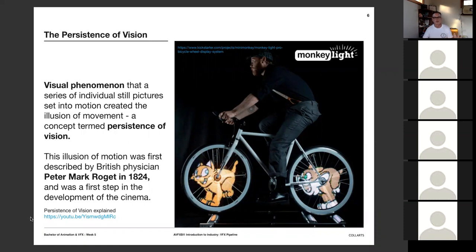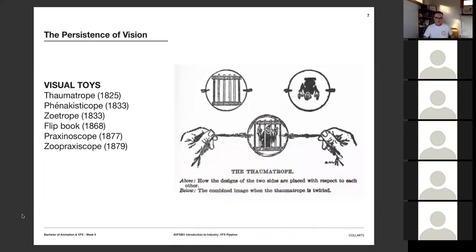That's cool. And so there's lots of this stuff in today's lecture notes. So the Victorians were mad for these visual toys. Probably the first one we've all come across is the idea of when you have a double image and you spin it on two elastic bands, and you can essentially superimpose the two images together.